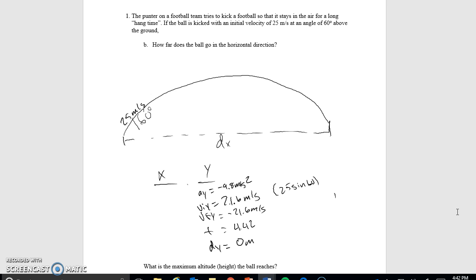Alright, so let's move on into the x. What do we know in the x direction? Well, acceleration in the x is 0 meters per second squared. Initial velocity in the x direction is 25 cosine of 60 degrees. Final velocity in the x direction, since acceleration is 0, is also 25 cosine of 60 degrees. Time is 4.42 seconds, and then distance in the x direction is what we are trying to find. So that is our mission for this problem.